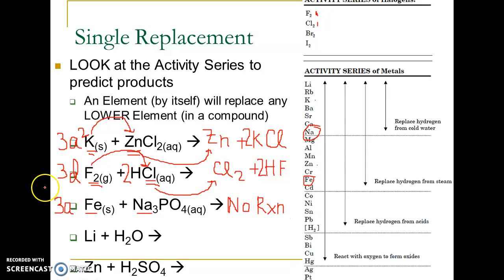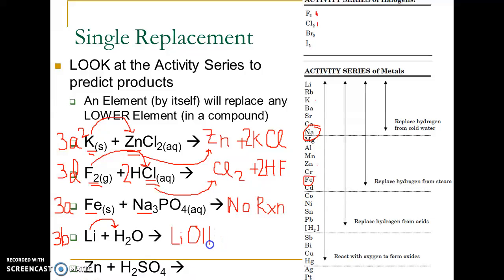Okay, here we have Li, which is lithium, plus water. After looking at my reference table, I've decided that this is a 3B, an active metal replacing H in water. Okay, so lithium should do this, and my product should be a metal hydroxide. Well, my only metal here is lithium. Lithium has a +1 charge. Hydroxide has a -1 charge. Those charges do balance out to equal 0.